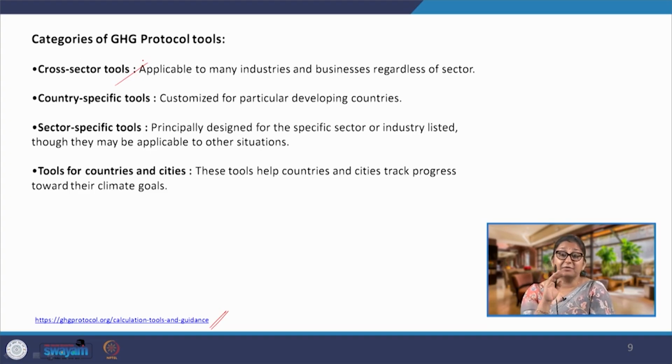The other one is a very large scale tool, which is the country specific tool. We are not going to see examples, but I will show you that there are several country specific tools available. There are sector specific tools. We have seen already the cement industry tool, we have a tool for the aluminum industry, and for the iron and steel industry. This is for India itself. And then we have tools for countries and cities, for governing areas. These are the 4 categories.